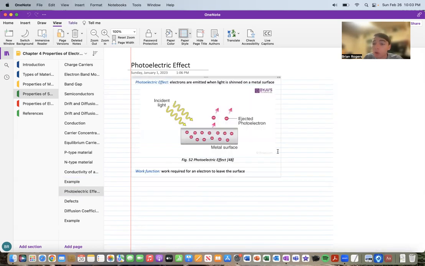Now we're going to talk about the photoelectric effect. The photoelectric effect refers to when electrons are emitted when you shine light. So here we're shining a light on this metal surface, and we'll see that electrons are emitted as a result. That's what the photoelectric effect describes, the phenomenon of putting a light source on a metal and observing that electrons are ejected. And the work function is the work required for an electron to leave the surface, and that's how much we'll detail about this effect.